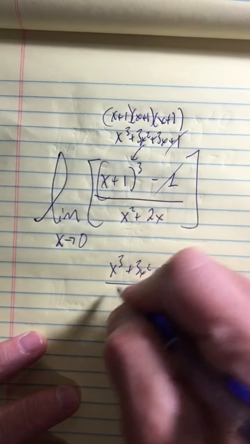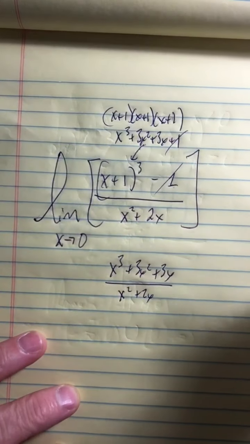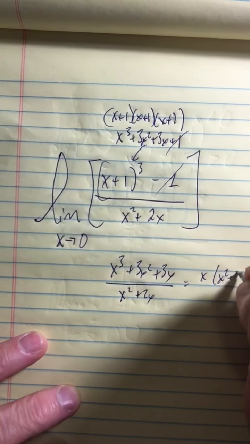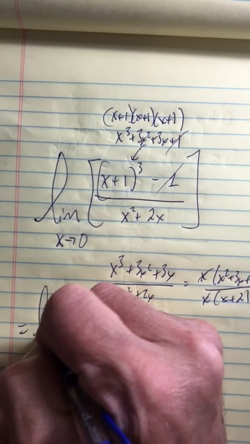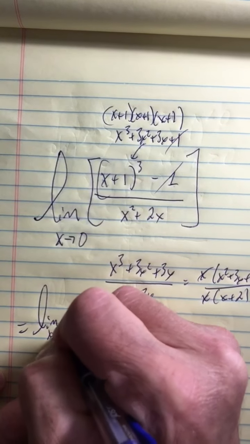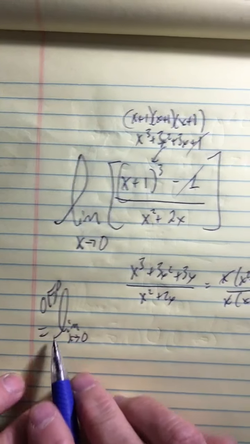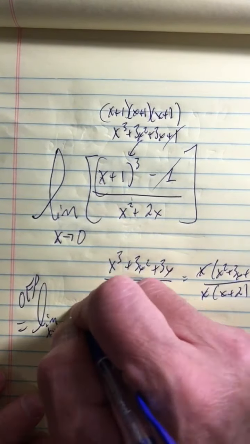Meanwhile, on the bottom I have x squared plus 2x. But wait a minute. They have a common factor of x. So we can factor out an x and get x squared plus 3x plus 3, and we can factor out an x in the bottom and get x plus 2. And those will reduce. And so by our favorite property, we can replace this function with an equivalent function. And the equivalent function is x squared plus 3x plus 3 over x plus 2.